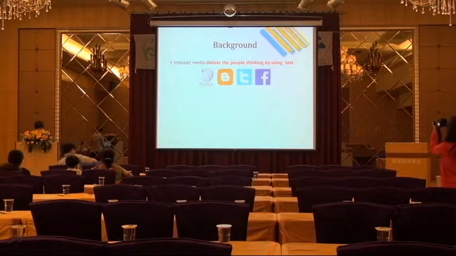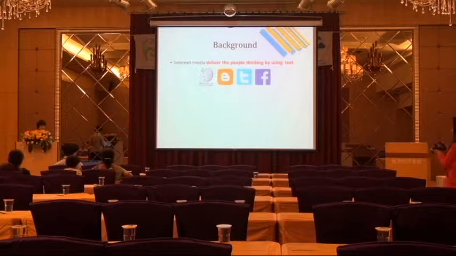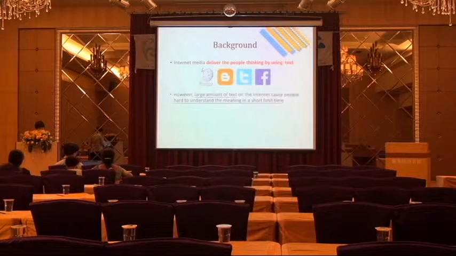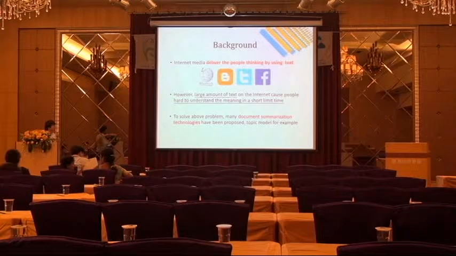So, the introduction. The background is that internet media deliver people's thinking by using text, like Wikipedia, Twitter, and Facebook. Everyone could post something on them. But this causes some problems, because these texts are so large that we couldn't find what we are really interested in within a short time. So there are some tools to do document summarization, like the topic model, for example.